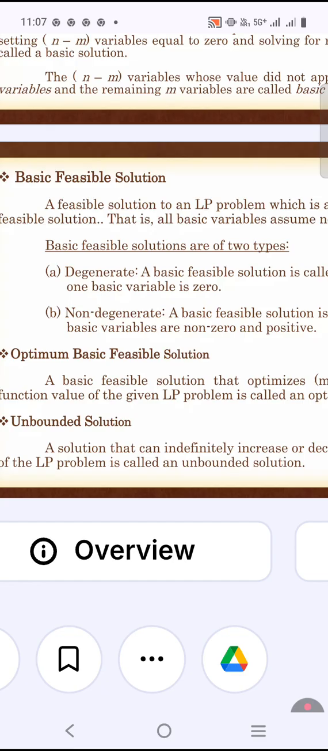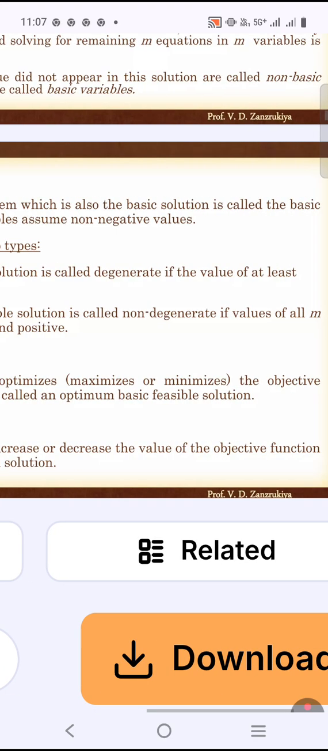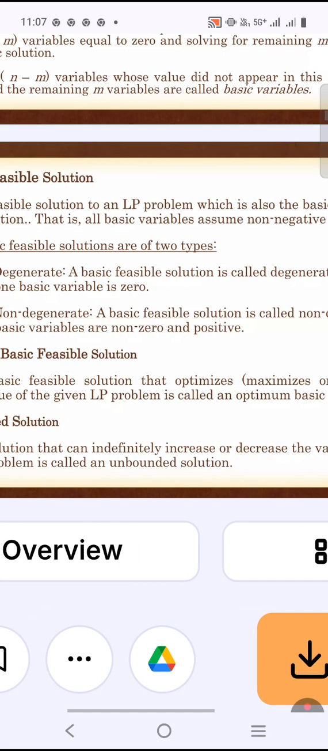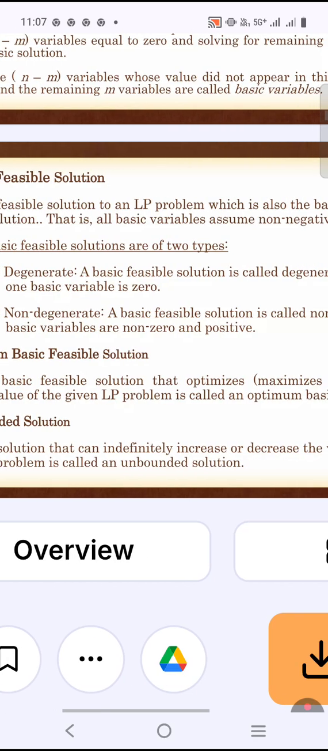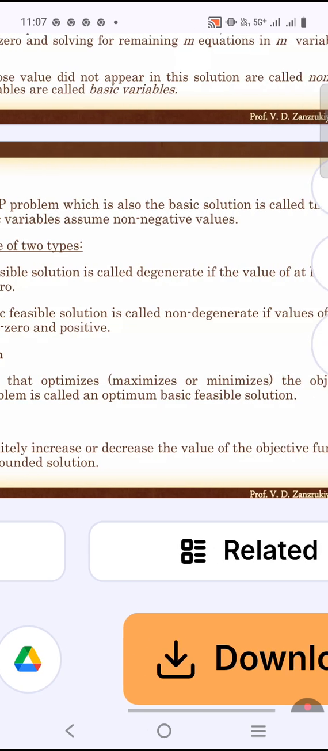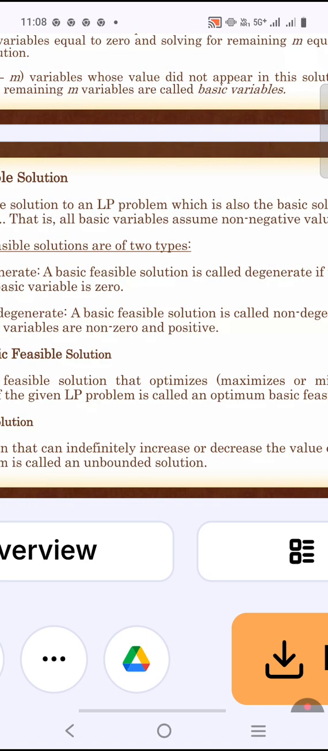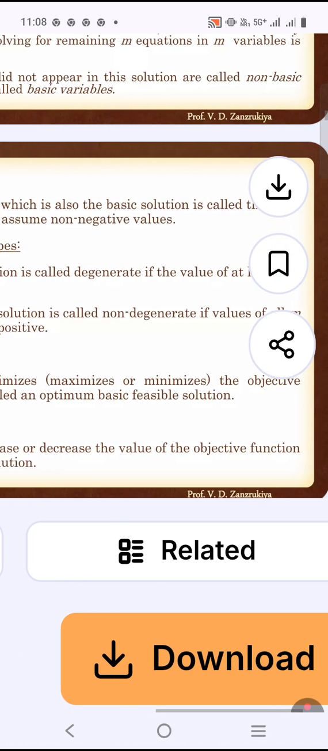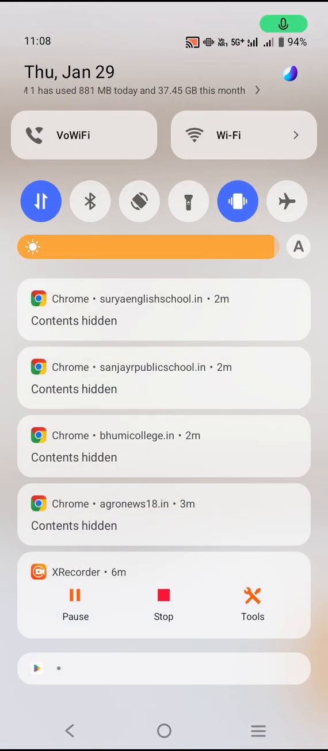Next definition is optimum basic feasible solution. A basic feasible solution that optimizes, that is maximizes or minimizes, the objective function value of a given linear programming problem is called an optimal basic feasible solution. Unbounded solution: a solution that can increase or decrease the value of the objective function of the linear programming problem indefinitely is called an unbounded solution.